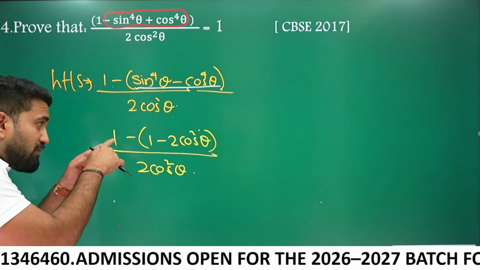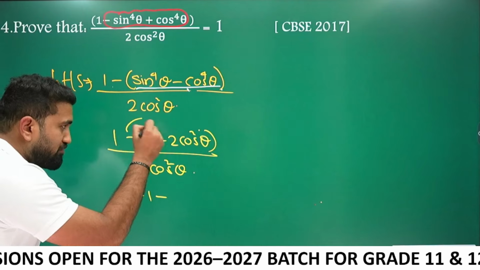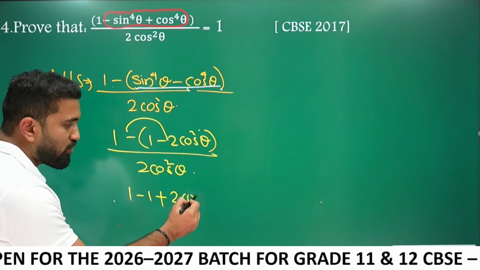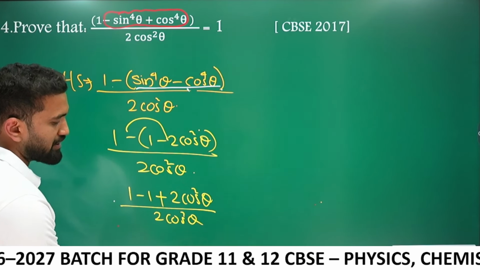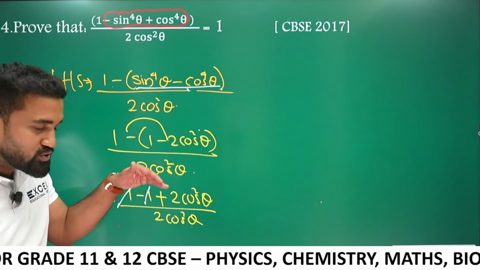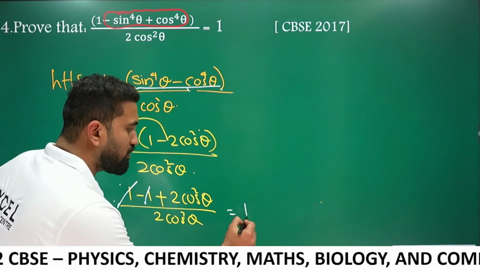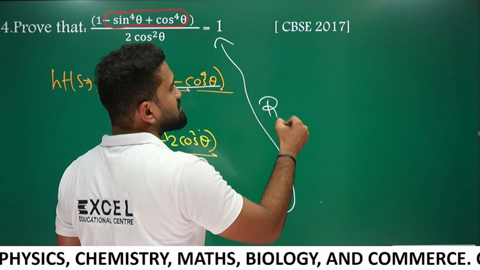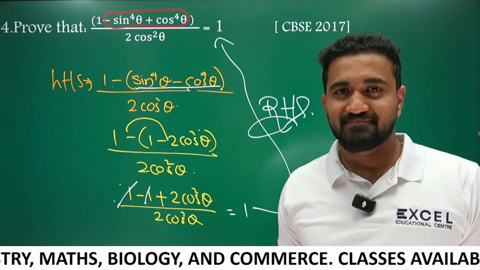If you take the minus inside, this will become 1 minus 1, minus of minus will become plus 2 cos square theta divided by 2 cos square theta. You can cancel minus 1 and plus 1, so 2 cos square theta by 2 cos square theta, the value is equal to what? 1, which is the required RHS, hence proved. Got the idea?